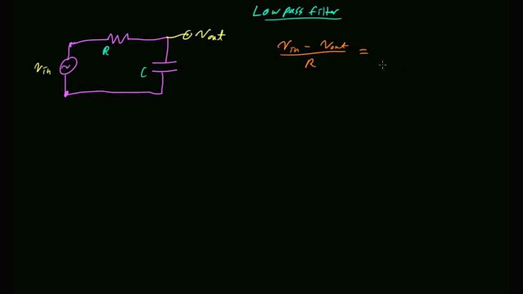Current through the capacitor. And the equation for the current through the capacitor is? C dV out dt. Good. And typically the way you've seen this differential equation before is we're just going to reorganize terms. And we get dV out dt plus V out over RC equals V in over RC.